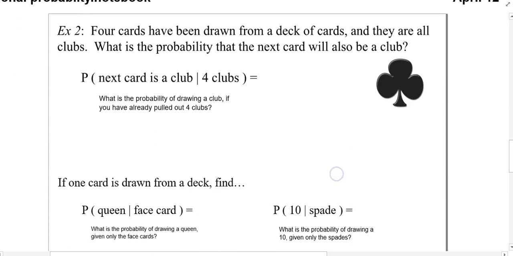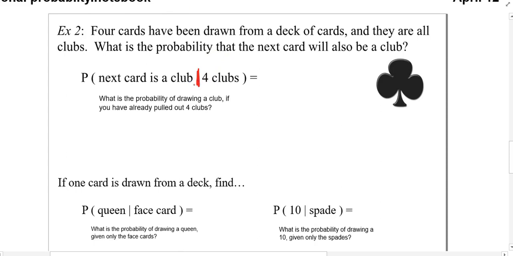So let's do a few more examples. 4 cards have been drawn from a deck of cards, and they are all clubs. What's the probability that the next card will also be a club? So here's the way we write it. The probability that the next card is a club given, that's what the line means. Remember, the line means given. We've already drawn 4 clubs.